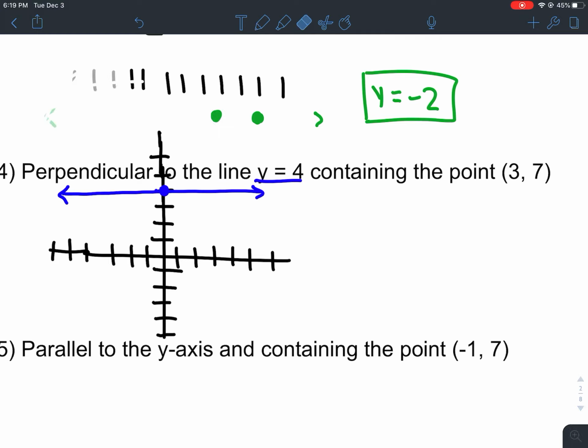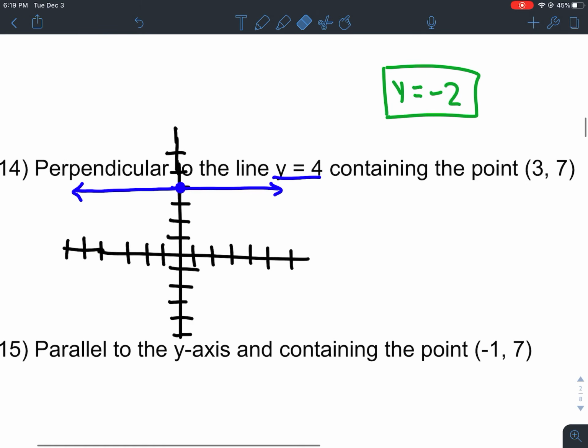That's somewhere up here. So let's get rid of this last problem here. Okay. 3, 7. Whoops, I got rid of it. 1, 2, 3, 4, 5, 6, 7. It's about right here. Okay.